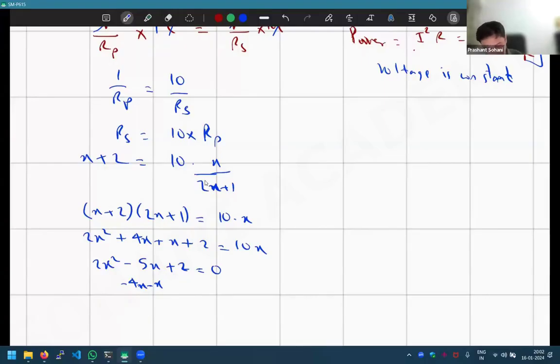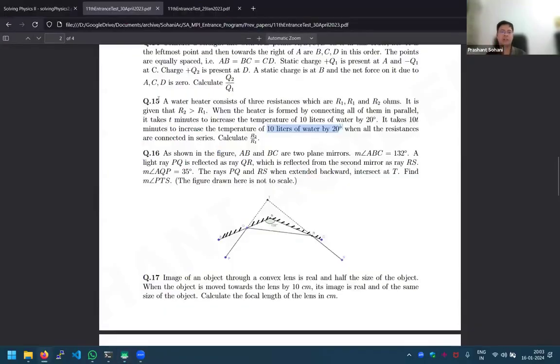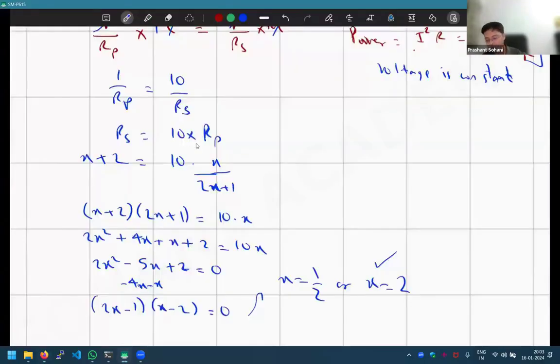Okay. So let me just directly write the final factors. So therefore, I'm going to get two roots here, either x is half or x is 2. And out of which root should I choose? X is 2, right? Why? Because the question itself is saying that R2 is greater than R1. So remember, what was X? X was our ratio, R2 upon R1. So if R2 is greater than R1, the numerator is greater than the denominator. So we want the value greater than 1. So therefore, X is 2 is the answer.